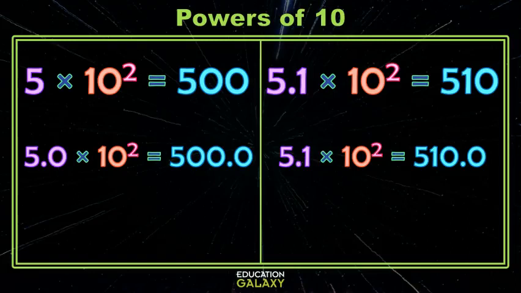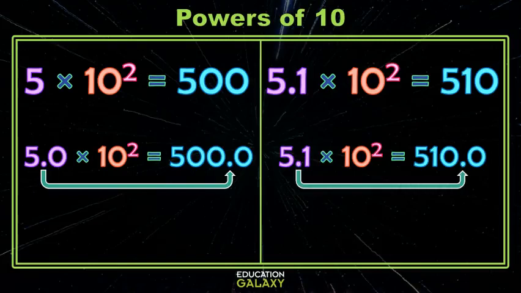When I had 5 times 10 to the second power, my decimal, which was invisibly after the 5, has now magically moved to after these 2 zeros. And when I had 5.1 and the decimal was between the 5 and the 1, now it's magically between these 2 zeros. So what happened? Well, if it helps you to remember that the decimal moves to the right the same number of places as our exponent, that's fine, as long as you know that what's really happening is your digits are increasing by place values. Let's try an example.